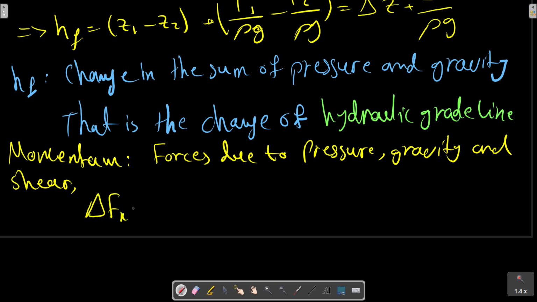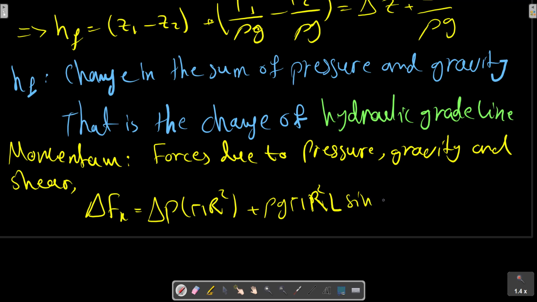Delta Fx equals delta P, the forces due to pressure from the two sides of the pipe, point 1 and point 2, plus the force due to gravity, the volume of fluid, which is rho g pi r squared L, that is mg multiplied by the inclination angle, plus the shear force, tau 2 pi r L.